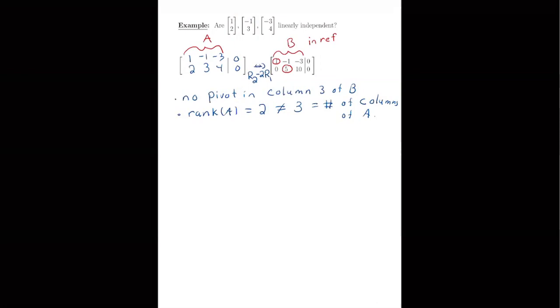Now again, just for the sake of completion, I'm going to talk about the number of solutions here. We do have a free variable. It's a consistent system with a free variable. That means that we have infinitely many solutions. So in particular, this means that there is a non-trivial solution.